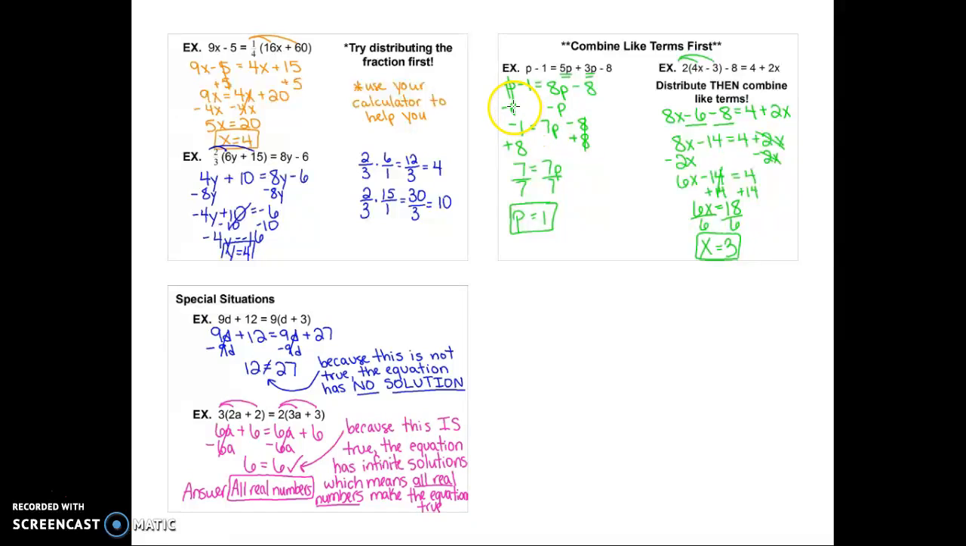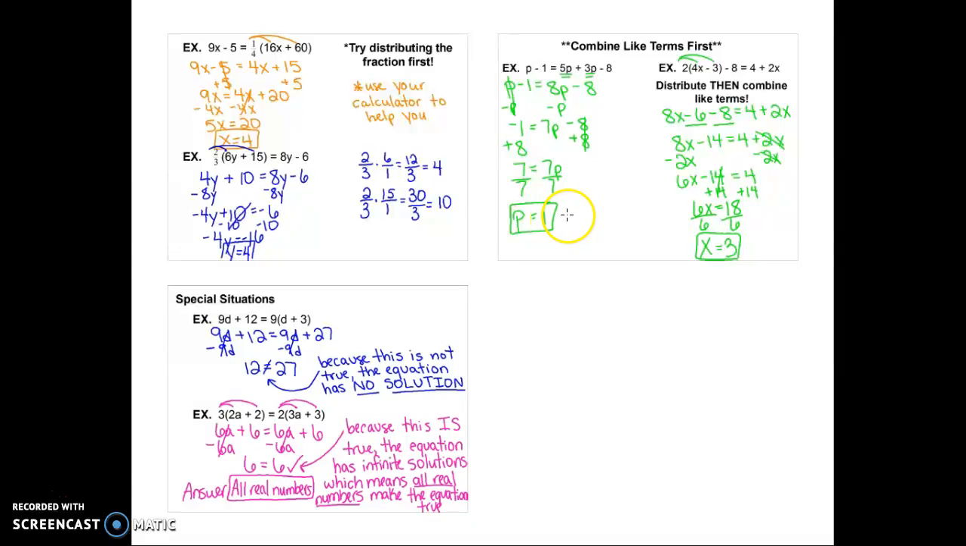Now, since I moved my variables to the right-hand side, I need to move my constants to the left-hand side. So since this was minus 8, I now need to add 8 to the other side. That will allow those to cancel. So -1 plus 8 is a positive 7 equals 7p. Now, one final step, divide both sides by this 7, so p equals 1.